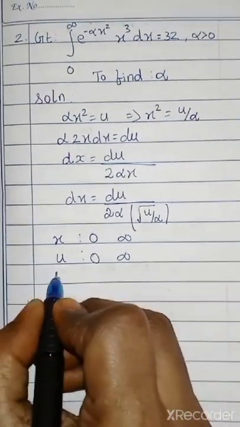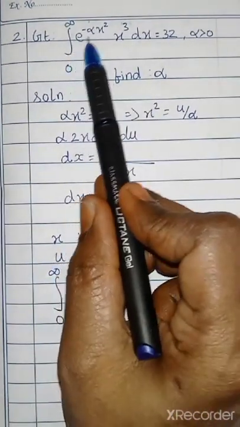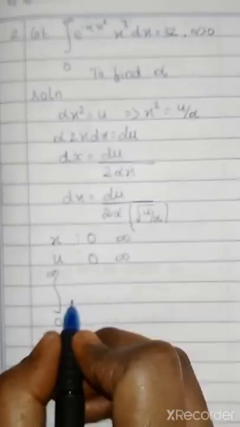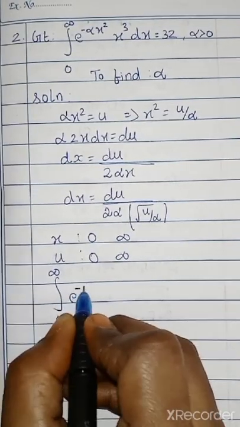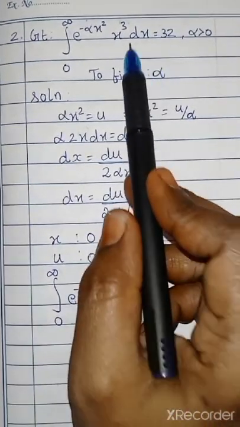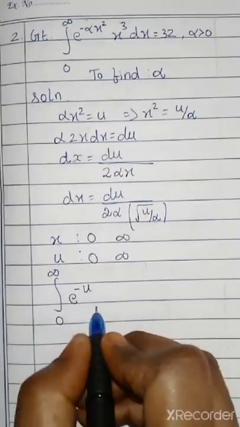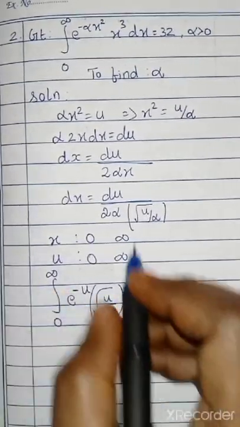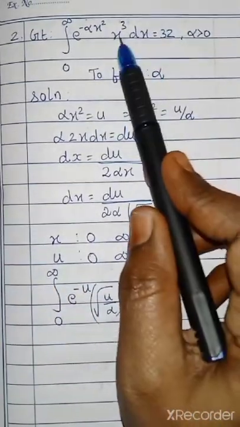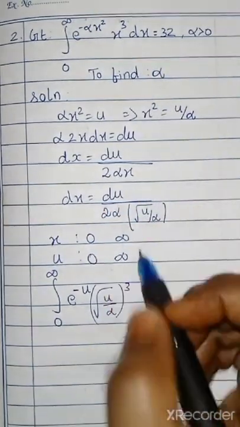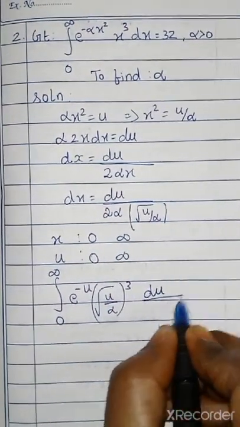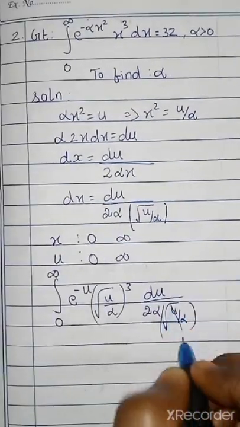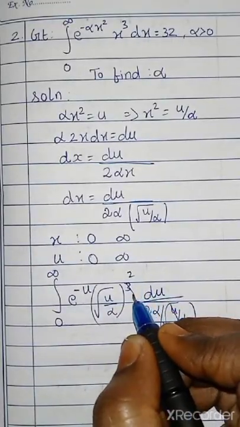Now, how will the question change? Integral 0 to infinity e power minus alpha x square. Alpha x square, what are we substituting? u. So this will become e power minus u. Next, what is here? x cube. So instead of x, what can we write? Square root of u by alpha, the whole cube. Correct? Next, instead of dx, what are we going to substitute? This one: du by 2 alpha root of u by alpha. So this and this will get cancelled.